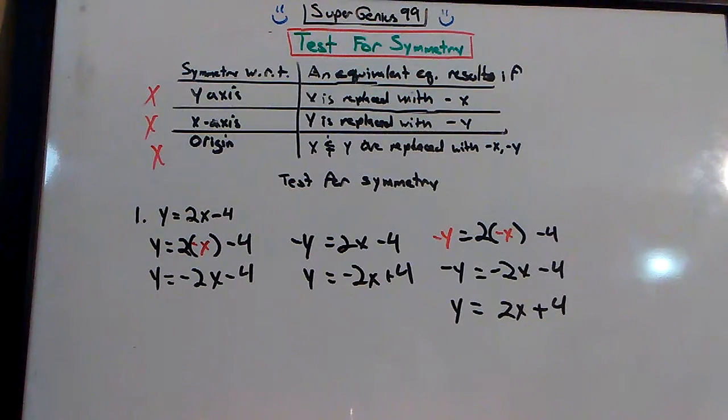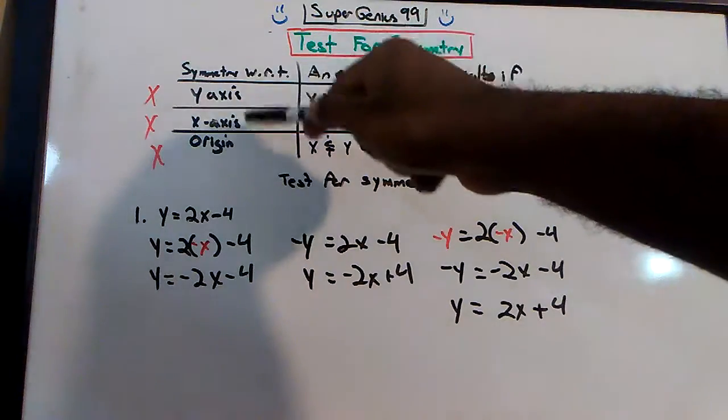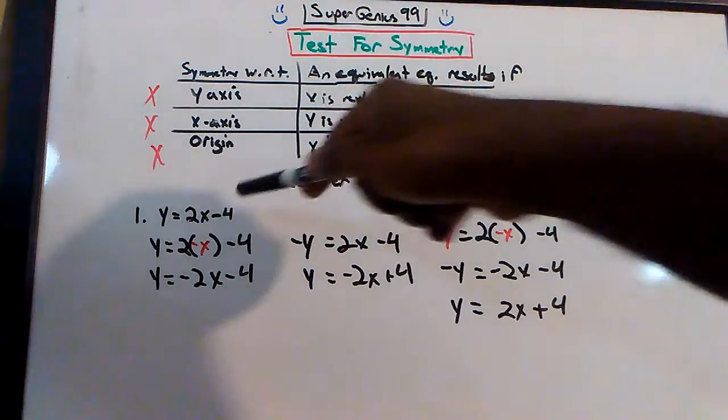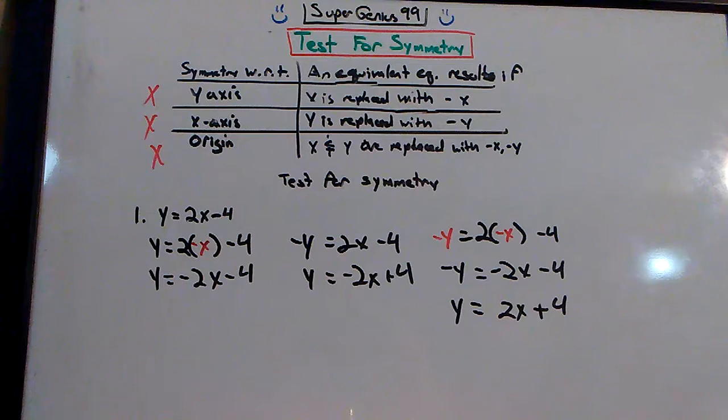Oh, when I was in grade school, many moons ago, we were taught that if it's not symmetrical with respect to both the x and the y, then it won't be symmetrical with respect to the origin. So there's your shortcut. But if your teacher asks you to work it out, you better make sure you work it out. Okay. Let's do another one.